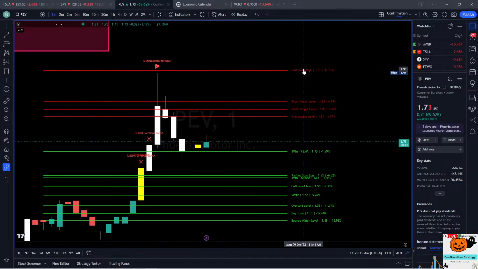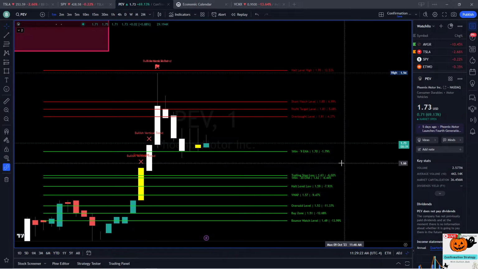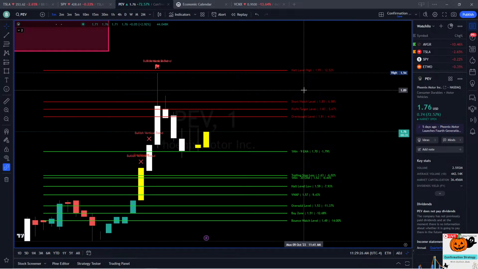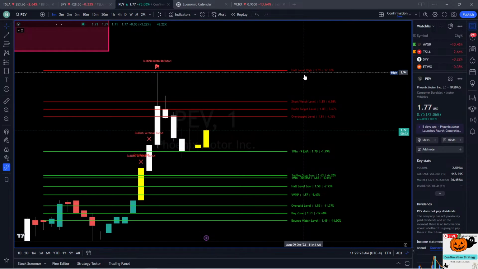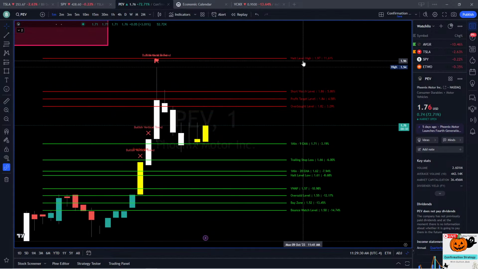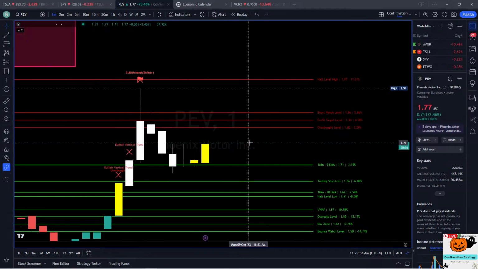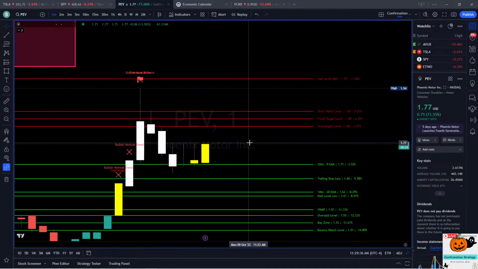That is looking for the halt levels. So we're looking for where it may possibly halt, and these levels are going to give us that indication of when that may happen. So we want to be careful with that. What that tells me is if we start to gap up into a halt level, and if I'm in the position, then I may want to take profit, right?